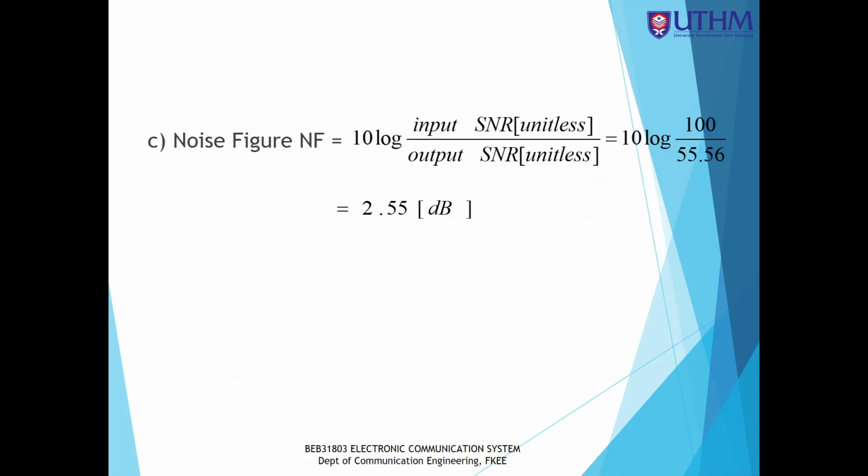Okay, and then the last question about noise figure. Okay, so noise figure is the logarithmic of the noise factor. So 10 log input SNR, SNRI divided with the SNRO. Okay, so 10 log 100 divided with 55.56. So you will get 2.55 dB.